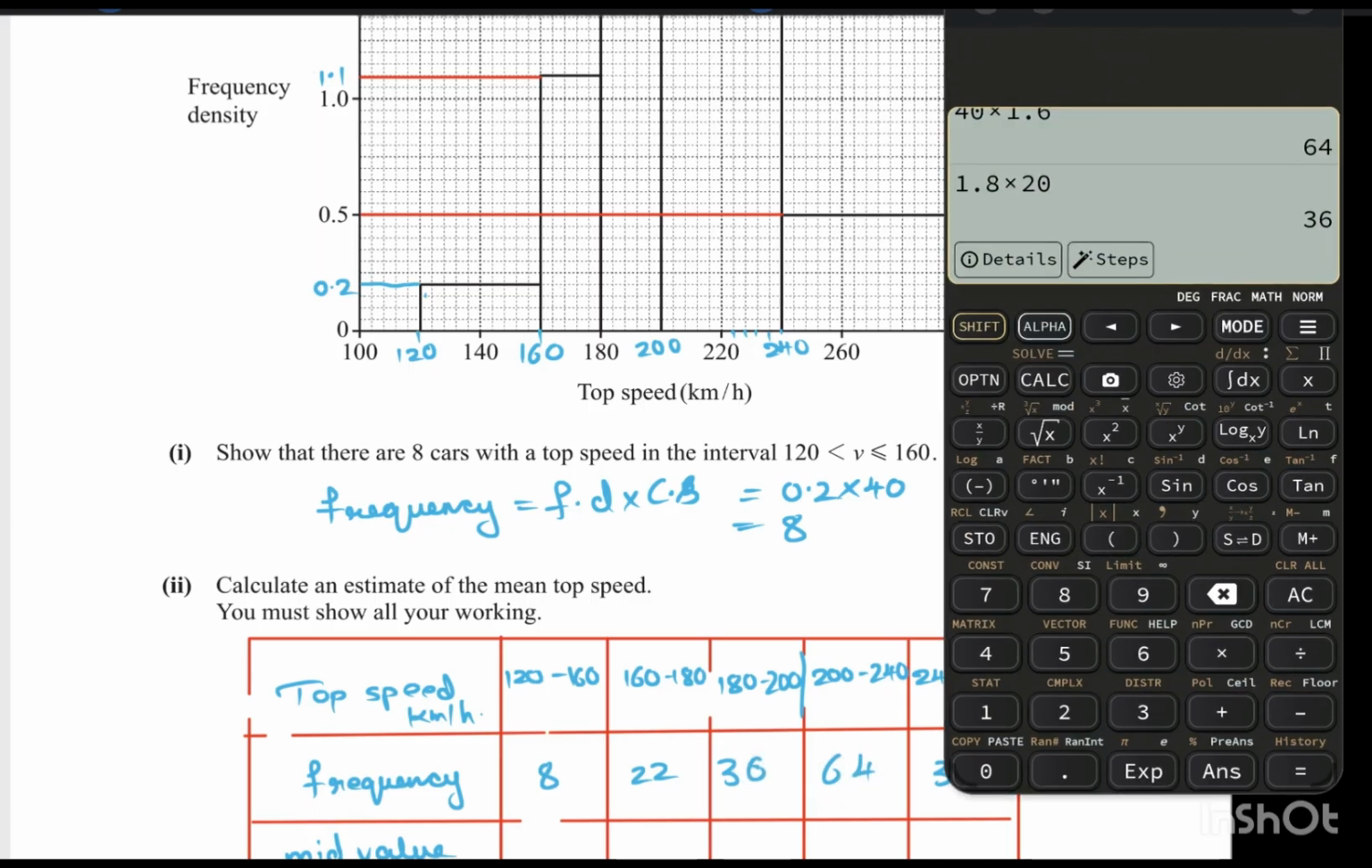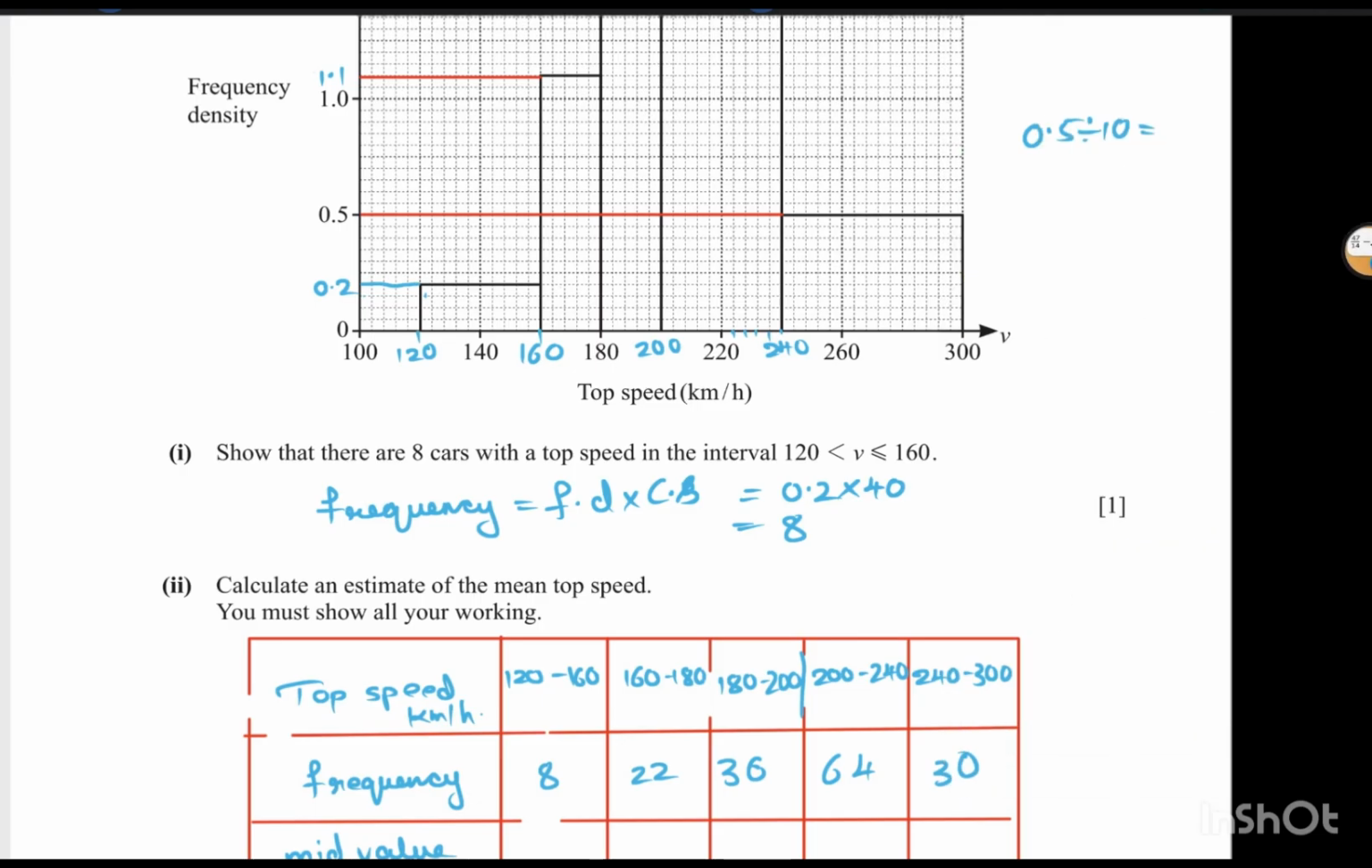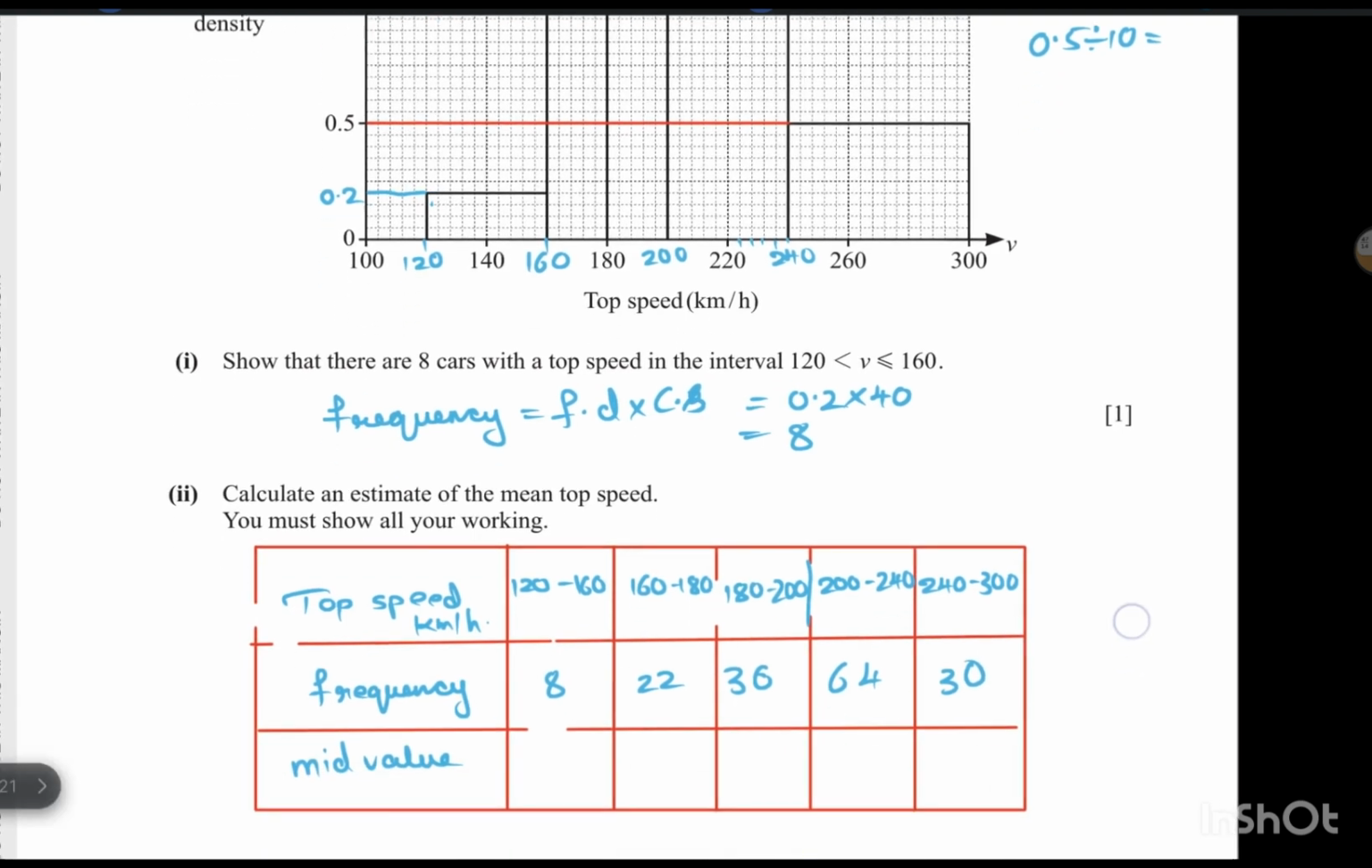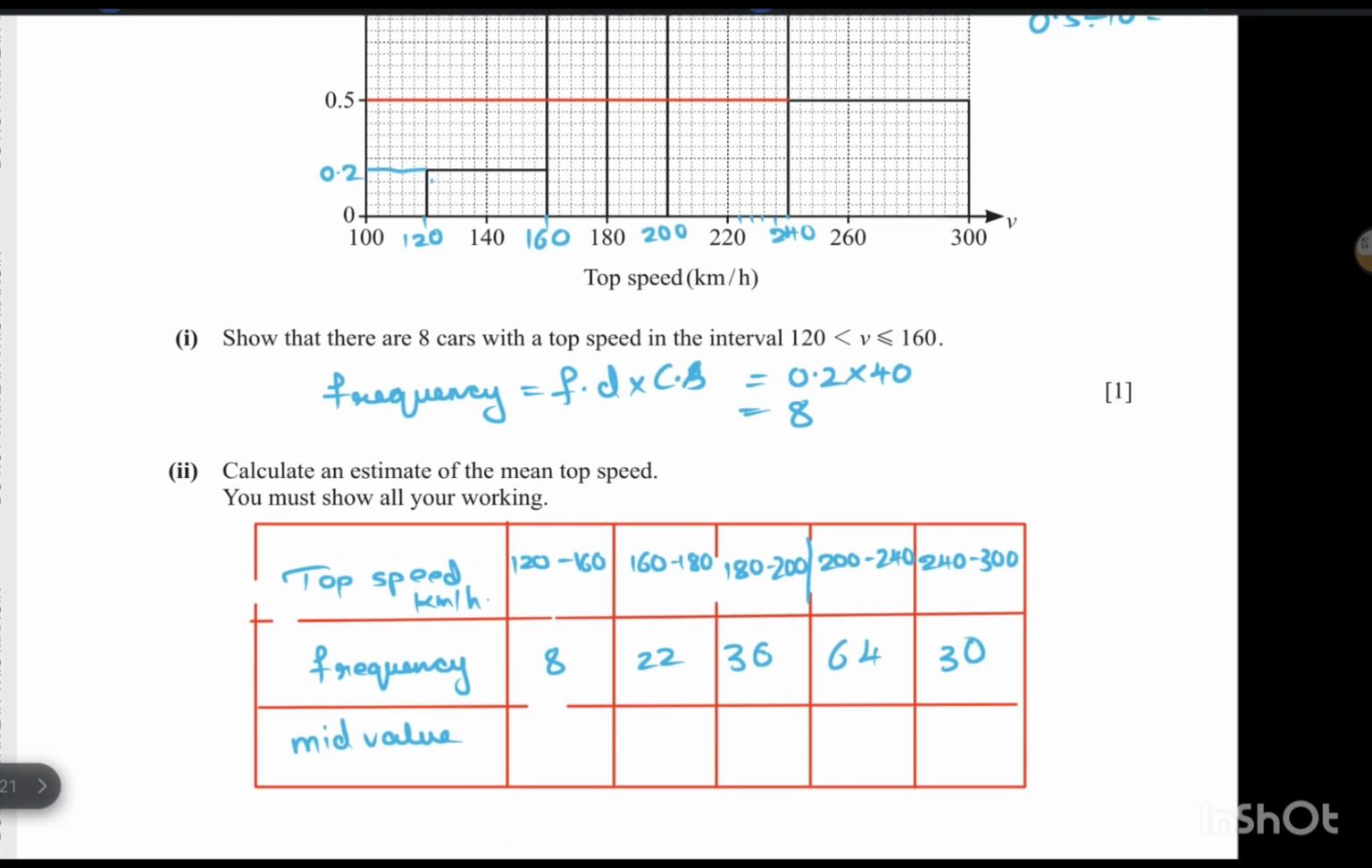Now if I add, 8 plus 22 plus 36 plus 64 plus 30, I will get 160, correct. Okay, so sometimes these kind of mistakes must be avoided, students. You have to check like this and correct your work which was done wrongly.